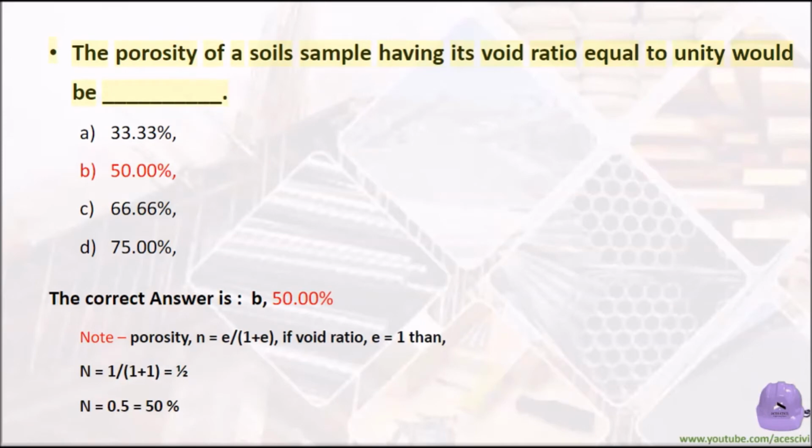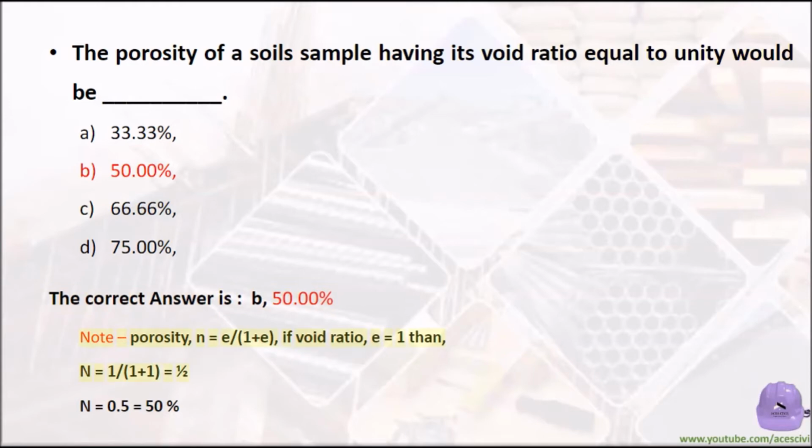The porosity of a soil sample having its void ratio equal to unity would be: A. 33.33%, B. 50.00%, C. 66.66%, D. 75.00%. The correct answer is B. 50.00%.